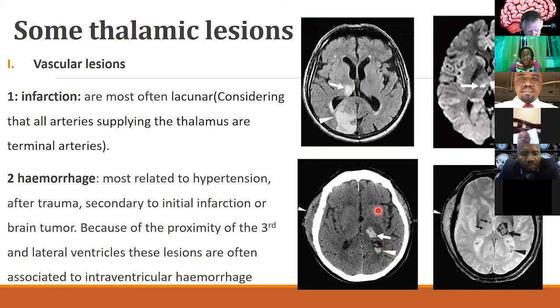On this axial CT scan, we can see a posterolateral thalamic hemorrhage with a lateral intraventricular hemorrhage. On this axial gradient echo image, we can also see this bleeding of the thalamus with an intraventricular hemorrhage.